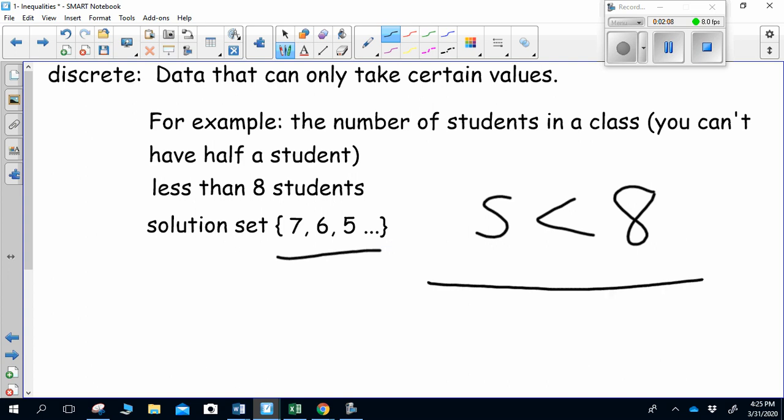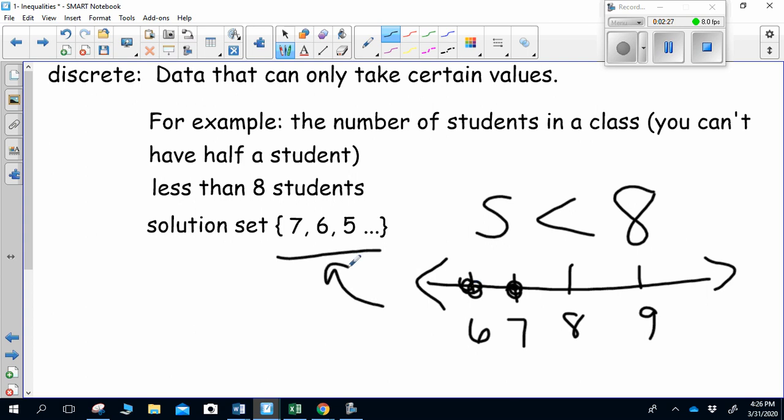And then to show that, I'm going to graph it. On my number line, I'd have the number 7, the number 8, and the number 9. And it could be 7, it could be 6. So I just put little dots on my number line to graph those points. But the best answer for this is a solution set. So please write all of this down on your paper.